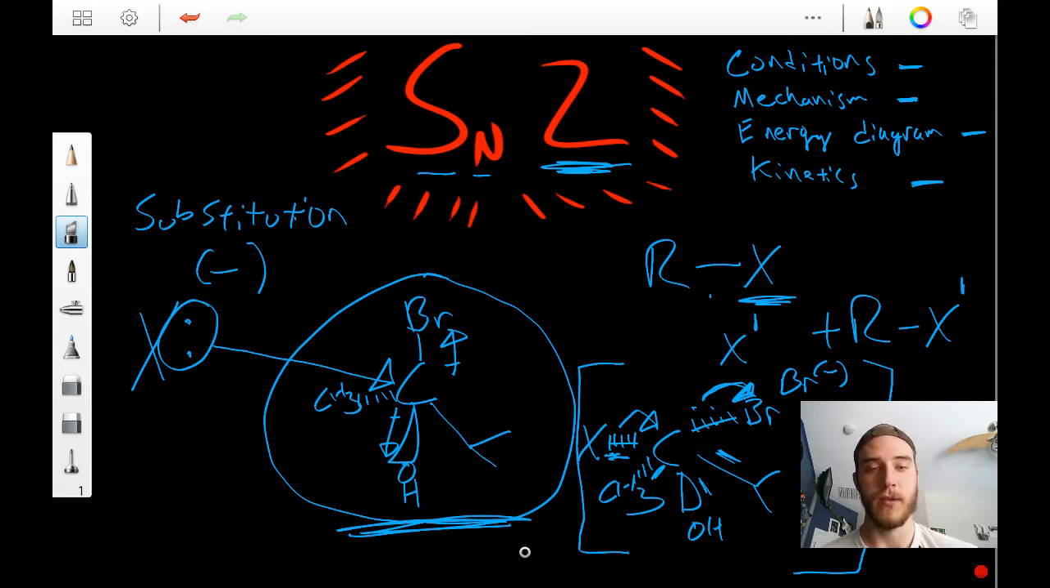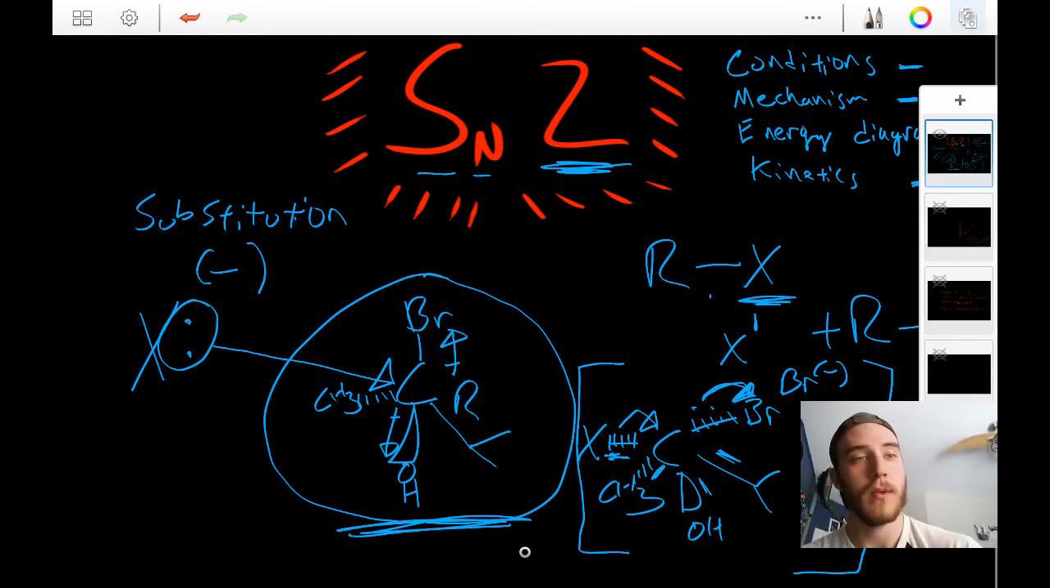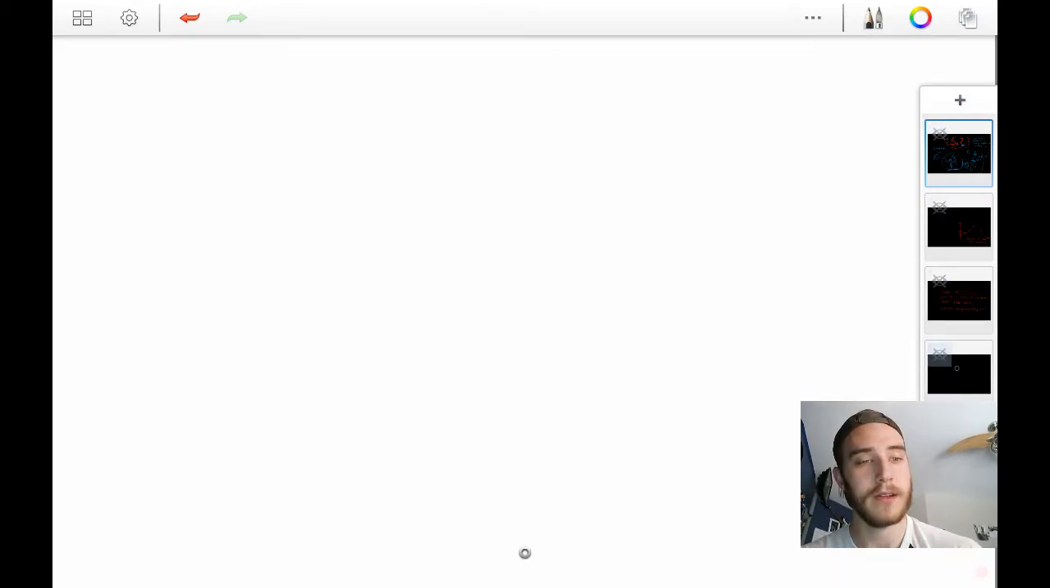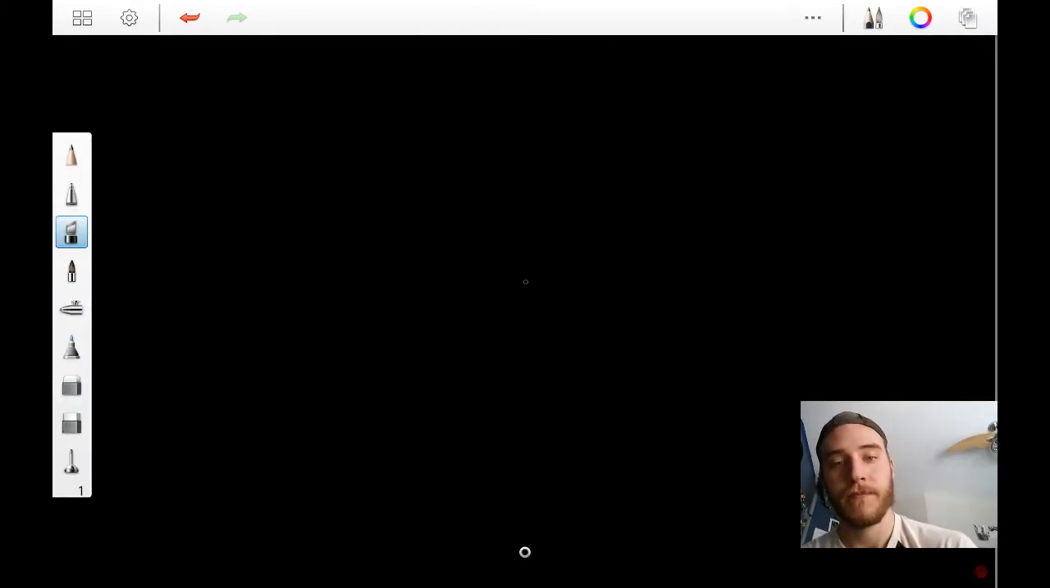And in doing so, we get what's called an inversion of configuration. We can kind of imagine that the stereochemistry just flips. So if this was an R, I'm not completely sure, I haven't checked it yet, our resulting molecule would be an S. So I'll show you what the entire reaction looks like a little more cleanly.